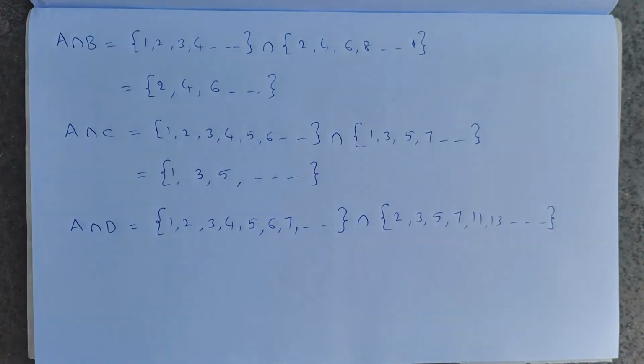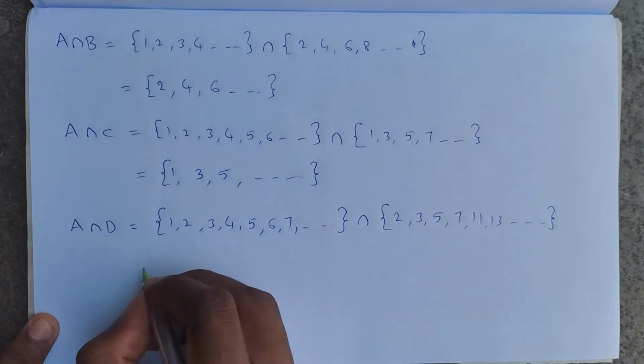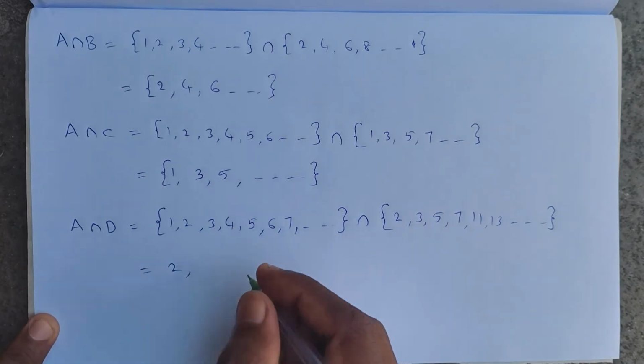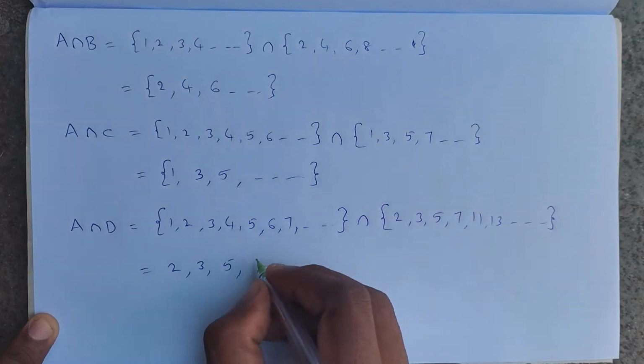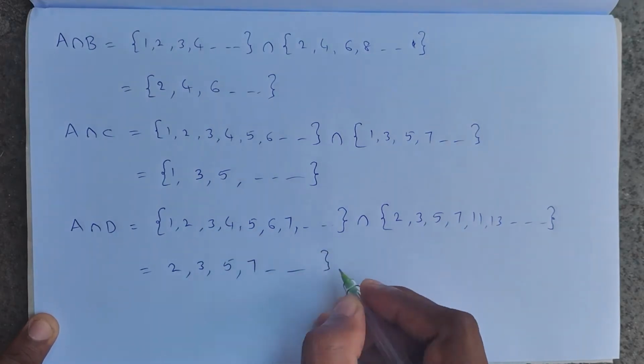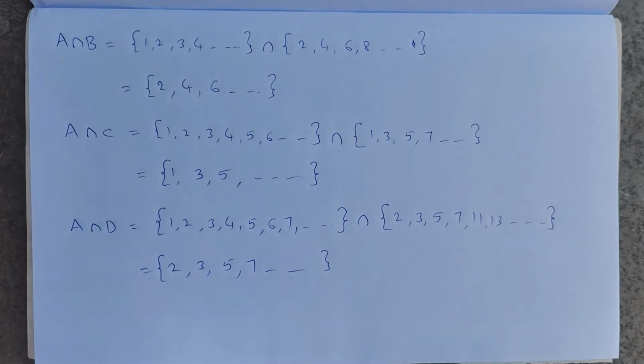Now if we observe the common elements, here 2 is there, here also 2 is there. Here 3, here also 3. Here 5, here also 5. Here 7, here also 7 and so on. So this is A intersection D: the set of natural numbers intersection the set of prime numbers.